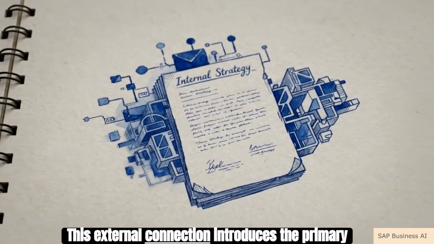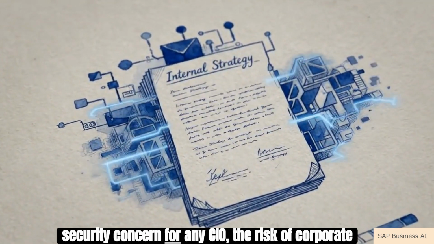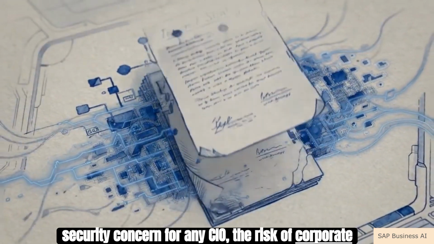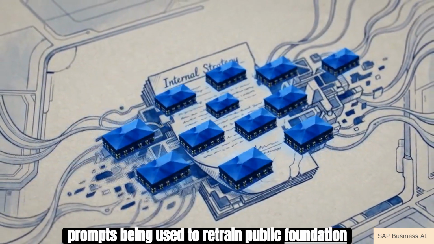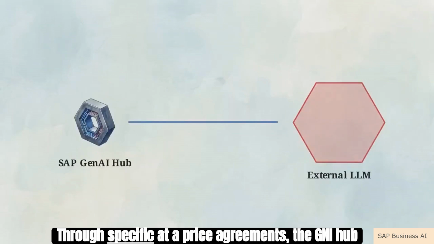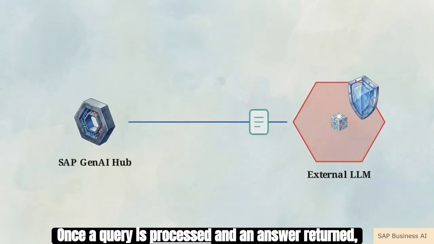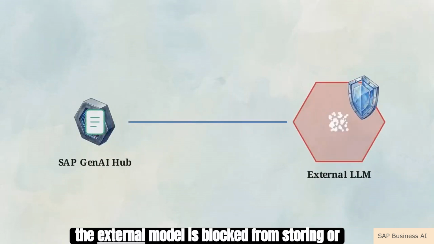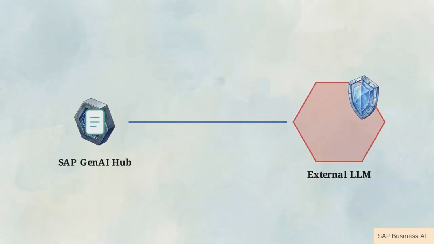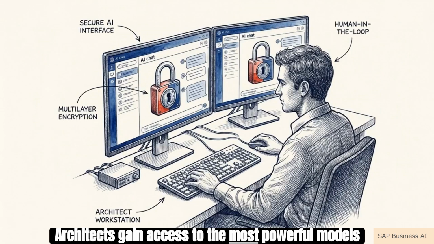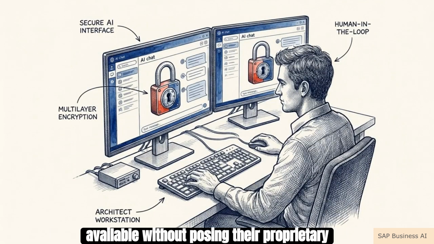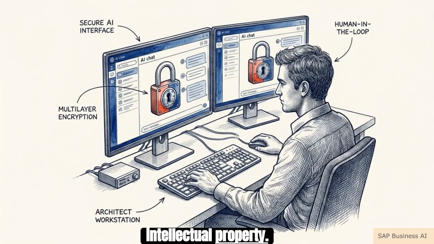This external connection introduces the primary security concern for any CIO, the risk of corporate prompts being used to retrain public foundation models. Through specific enterprise agreements, the GenAI Hub enforces a zero retention boundary. Once a query is processed and an answer returned, the external model is blocked from storing or vaporizing the data for retraining. Architects gain access to the most powerful models available without exposing their proprietary intellectual property.